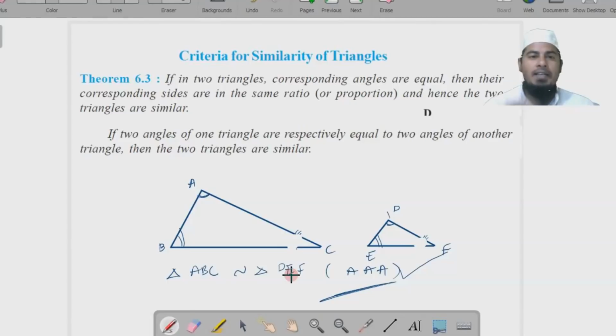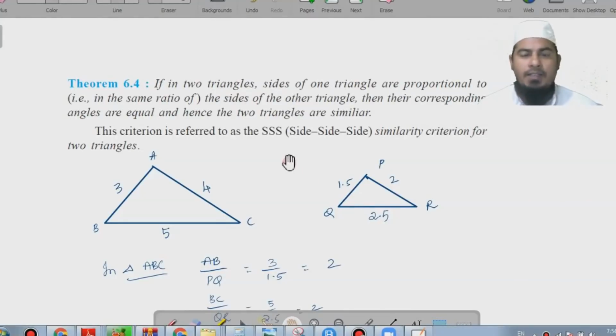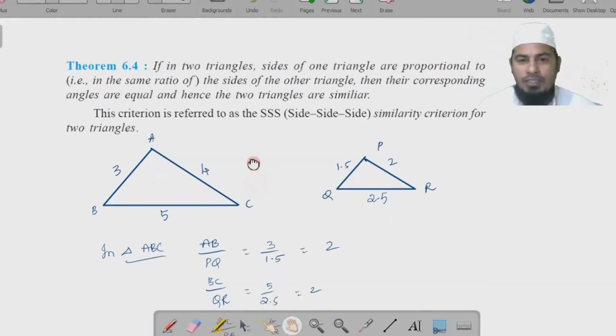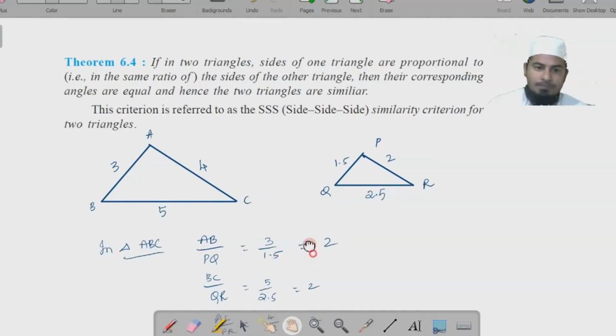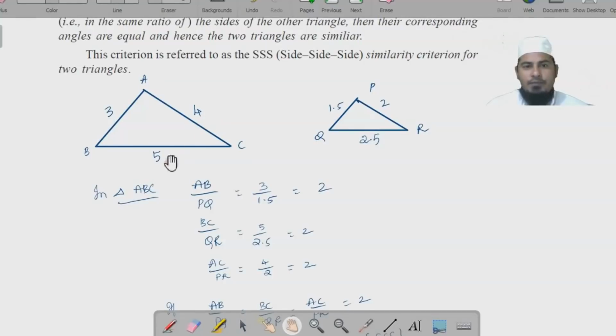Let us understand the next similarity criterion. Here is the triple S similarity criterion. If in two triangles the sides of one triangle are proportional, that is in the same ratio, to the sides of the other triangle, then the corresponding angles are equal, and hence the two triangles are similar. Or we can directly tell that these two triangles are similar. How is this used? In triangle ABC and triangle PQR, we are not proving this theorem, we are learning how to use it. AB is given as 3, AC is 4, BC is 5. We have to make up ratios.